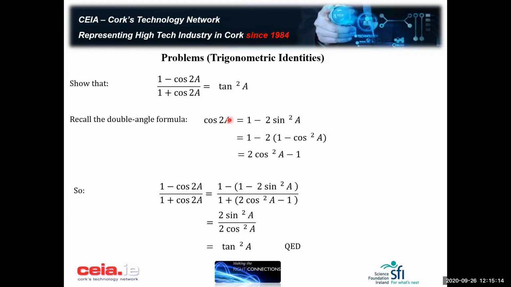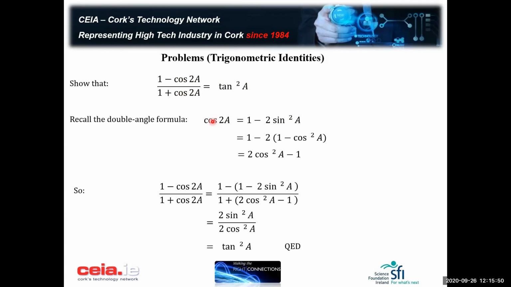Now in this case, you need to convert cosine of 2a. The other clue you should take is that you're looking for tan, or tan squared in this case. To get a tan, you need a sine above the line and a cosine below the line. So the way you go about it is you replace the cosine of 2a above the line by something that contains cosine of a, and you replace the cosine of 2a below the line by something that contains sine of a.